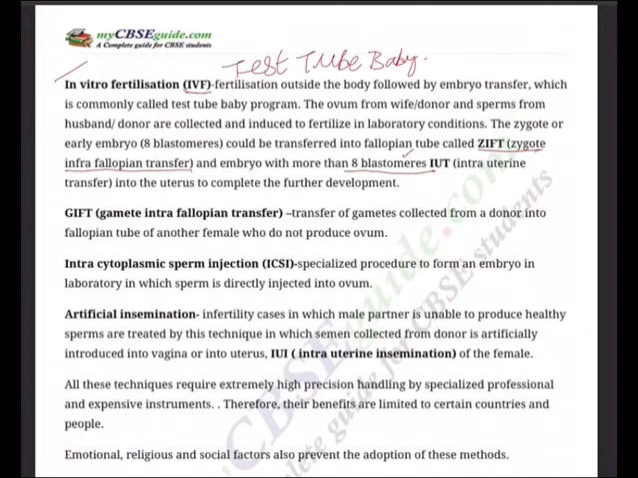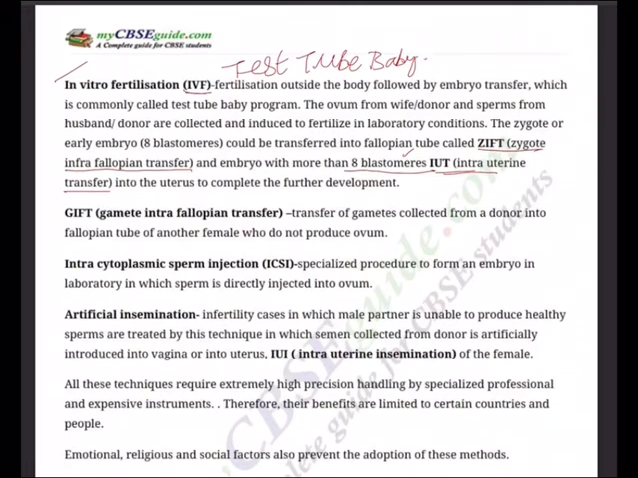To complete its further development, from 8 blastomeres it keeps on increasing in number and the stages go on. If the embryo has more than 8 blastomeres, then it is transferred into the uterus. Then we say IUT. If it is below 8, ZIFT. If it is more than 8, IUT, intrauterine transfer, into the uterus for complete development.